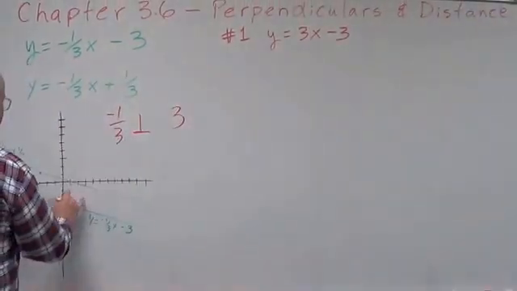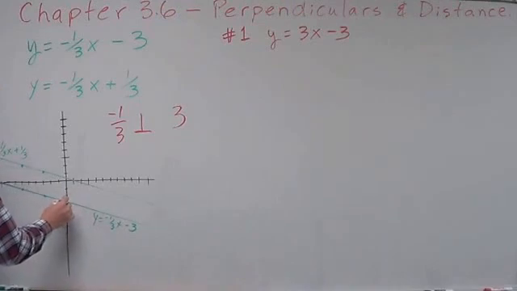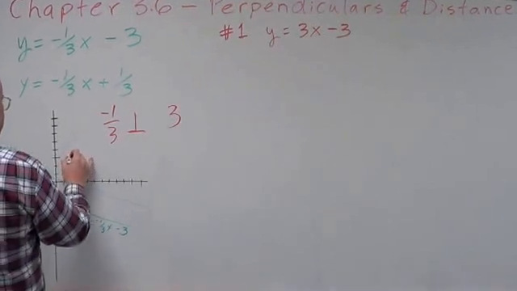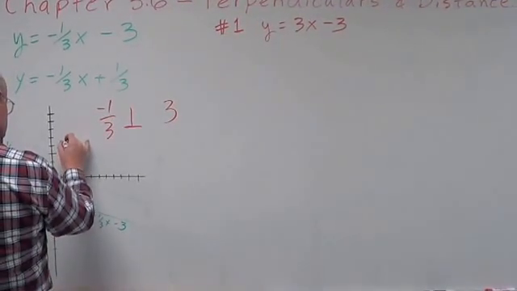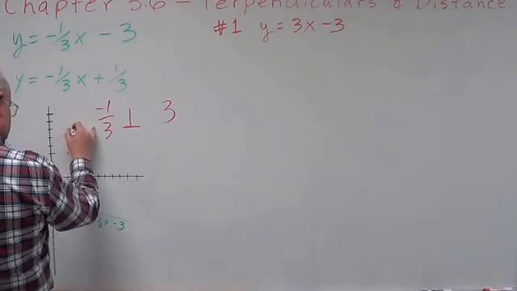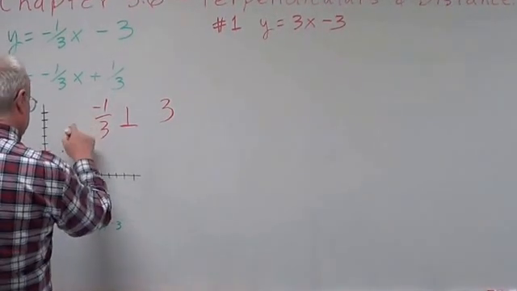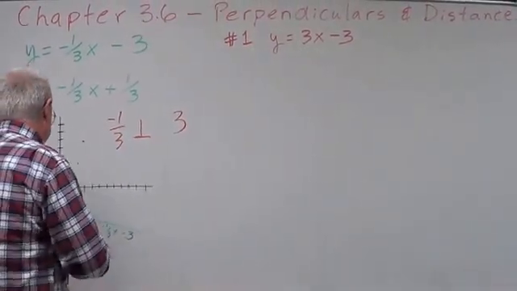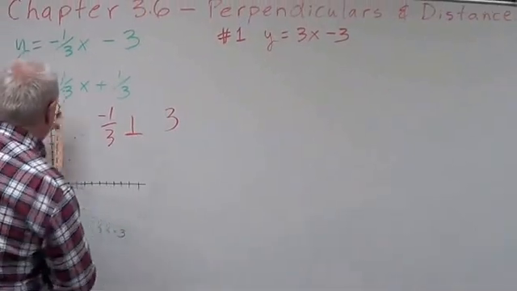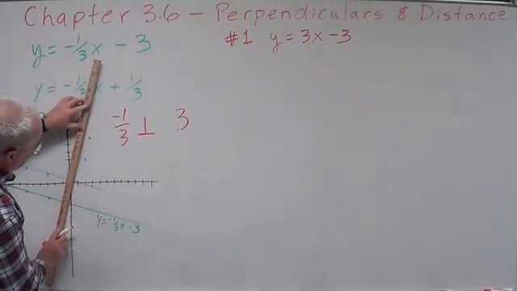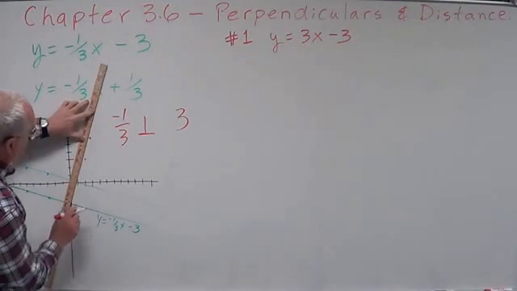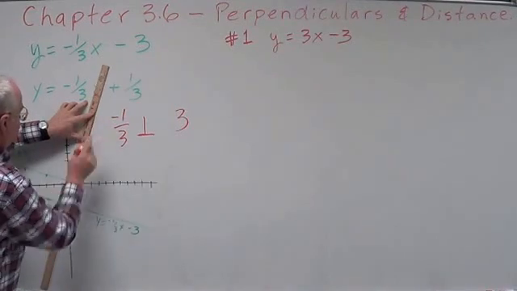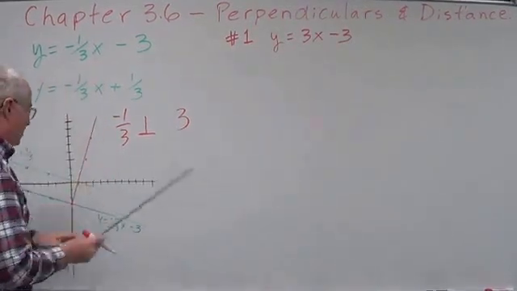So let's graph that line. I'm going to go from this point, my y-intercept is negative 3, and I'm going to go up 3 over 1. Up 3: 1, 2, 3, and over 1. So it's going to look a little bit like this. Let's put that on there and draw it so we have some idea what this looks like. So here is a line that is perpendicular.